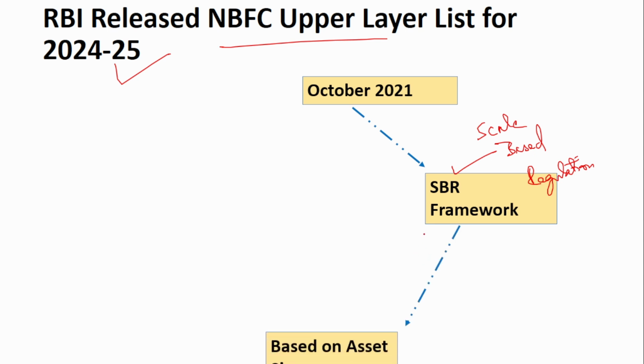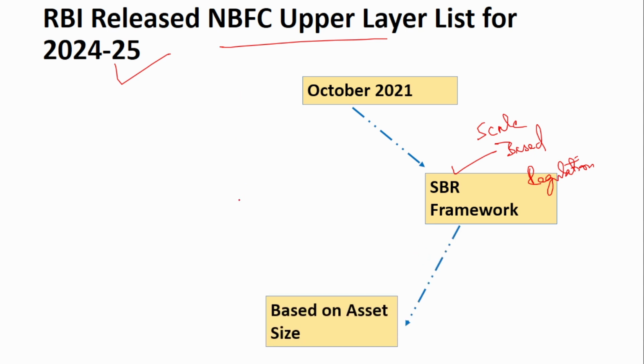This is based on their asset size. So NBFCs of different asset sizes were placed on different layers. That was the main reason because see, if one NBFC's asset size is like 100 crores and another NBFC's asset size is like 1 lakh crore, okay, the same set of regulations shouldn't apply to both, right? So for 100 crores, the regulation should not be as strict as that on the 1 lakh crore one. That is why this SBR framework was introduced.